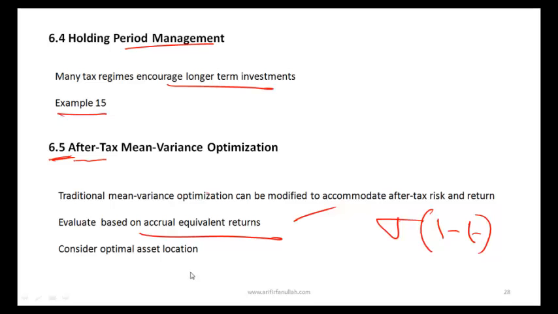And another dimension of mean variance optimization is to also consider the optimal asset location. We never saw this before, and fortunately for us, we don't need to get into the details here either. We just need to recognize two main points. In our mean variance optimization, we should consider the impact of taxes, both on risk and return, and we should also consider the appropriate location of our assets.